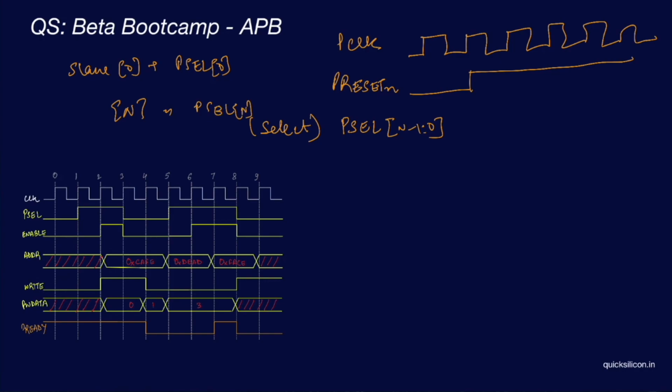This is a signal which selects the slave for which this particular transaction is meant. So let's assume that the signal goes high on this particular cycle, and the slave will now get activated: the transaction is given to me and I need to respond to it. The other signal it sends is the enable signal. This enable signal is always asserted one cycle after your select signal.